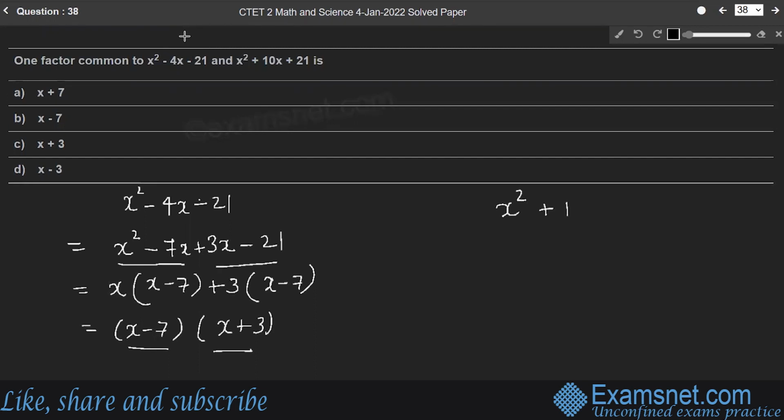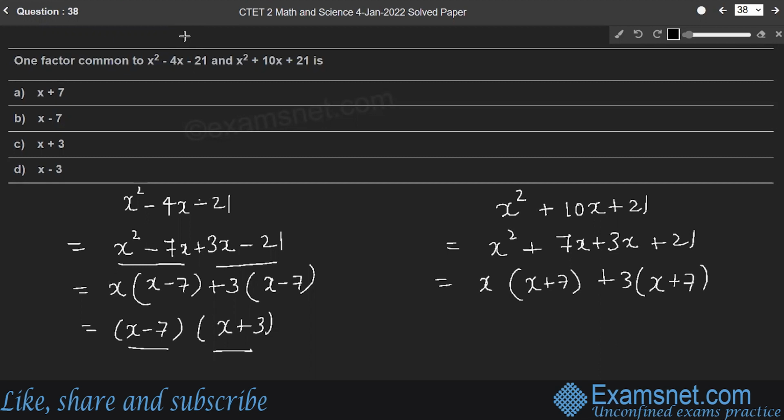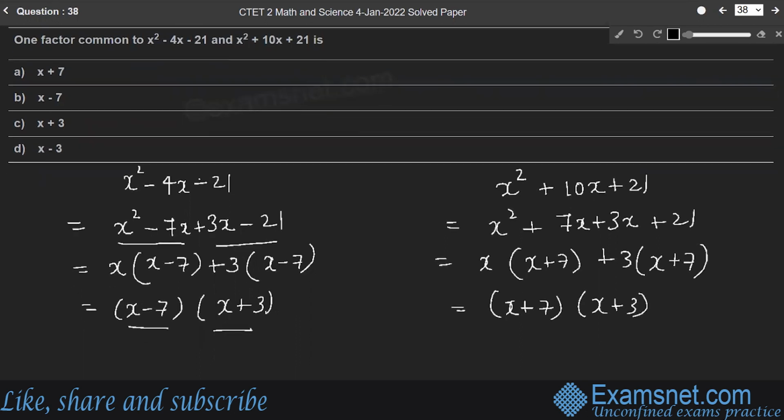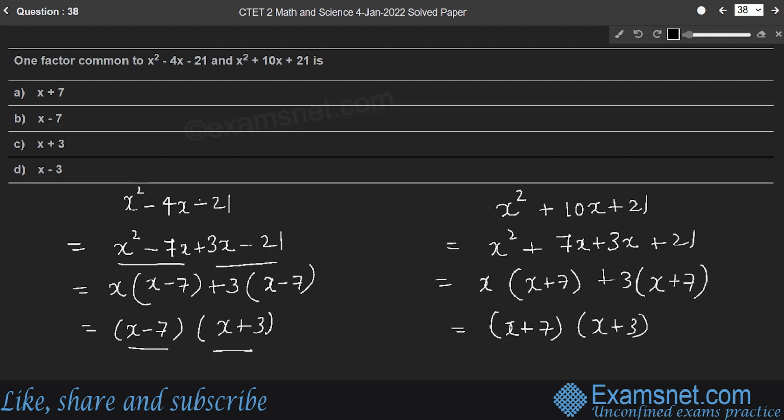Let us come to x square plus 10x plus 21. So 10x can be written as 7x plus 3x plus 21. So x is common, x plus 7 plus 3 is common into x plus 7. Therefore, x plus 7 into x plus 3 are the factors of x square plus 10x plus 21. So the question is one factor common to these two, which is x plus 3.